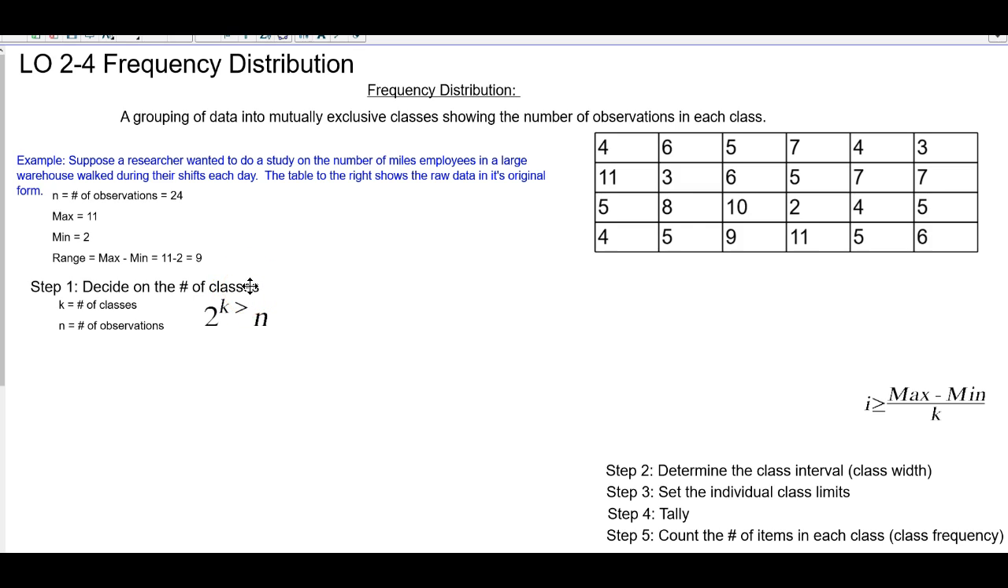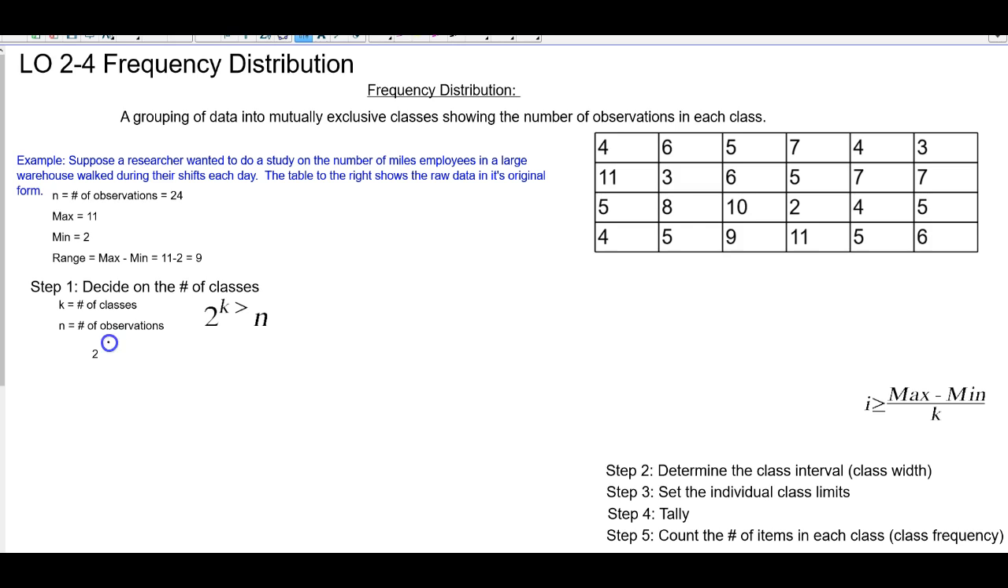This is somewhat subjective. However, I'd like to encourage you to use the formula or recipe that the textbook gives us, which is 2 raised to the k, which is the number of classes, should be greater than n, which is the number of observations. So we're going to go ahead and use this to figure out the number of classes. I know that my number of observations is 24, so I need to get some value k that when I do 2 raised to the k is going to give me greater than 24. So we are going to guess and check.